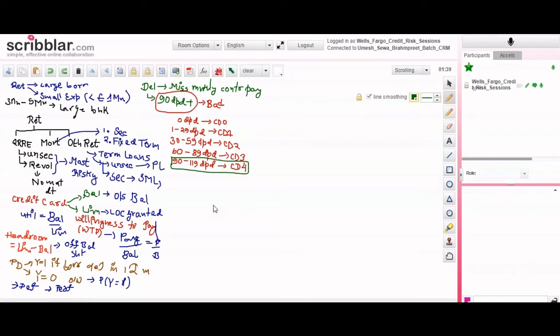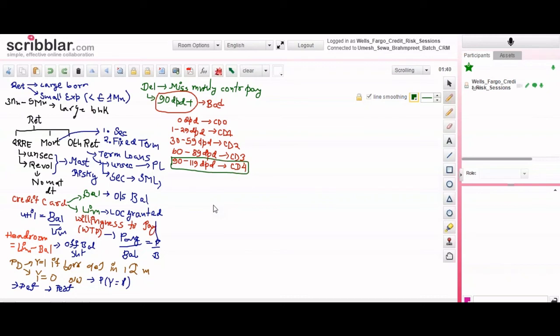If the borrower is a defaulter in the next 12 months, then we flag them. If the borrower is 90 days past due in the next 12 months, then he is a defaulter.